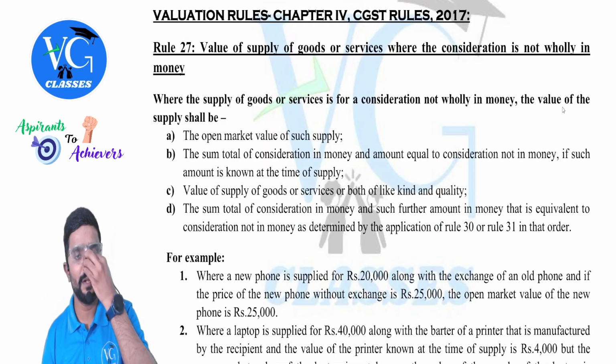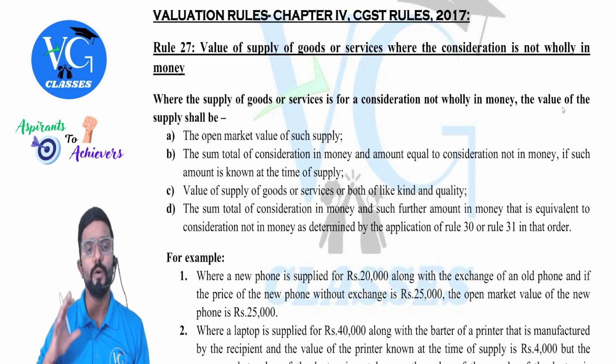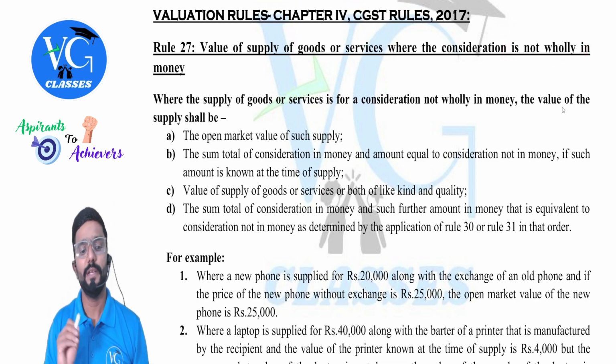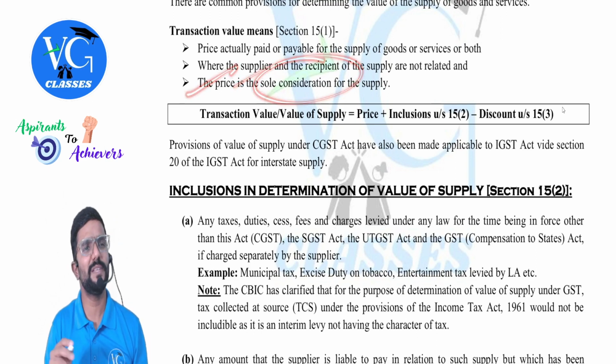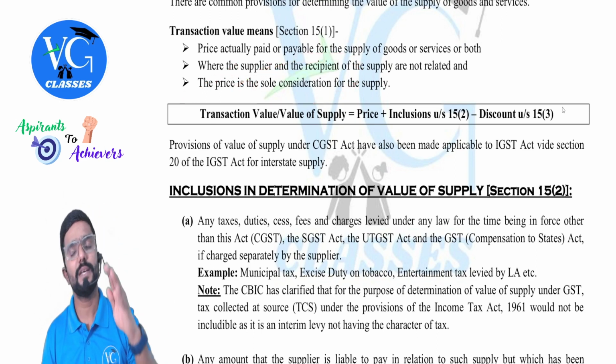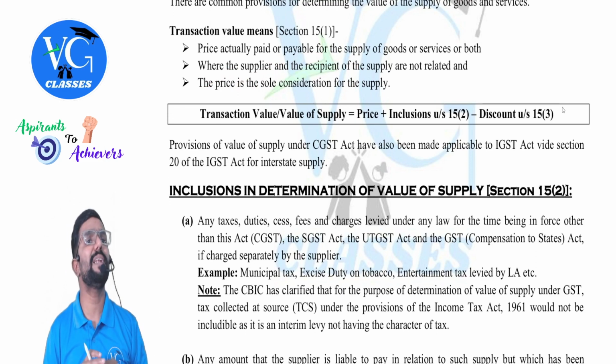What is it talking about? Let us see. Rule 27: Value of supply of goods or services where consideration is not only in money. One of the conditions is what? The price should be the sole consideration, which means it should be in money. But sir, consideration is there, but not completely in money.